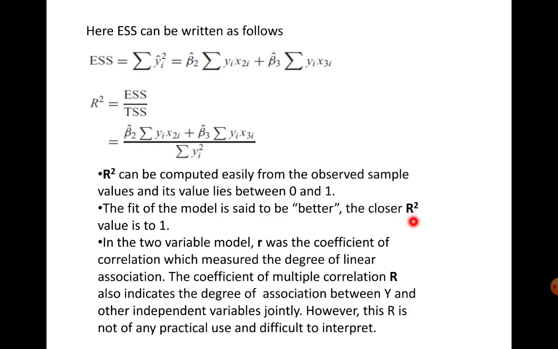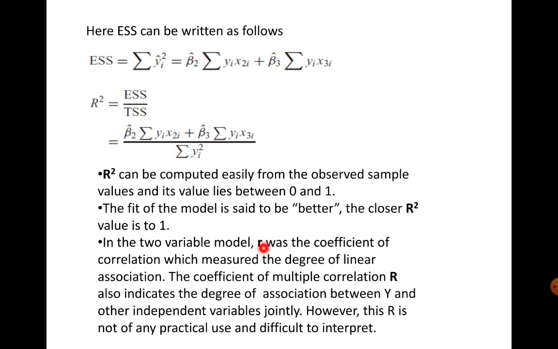Now in the 2 variable case, the small r square, its square root, the small r, is the coefficient of correlation. The coefficient of correlation r is something that you have come across several times in your statistics and quantitative classes. The small r, the coefficient of correlation, actually measures the degree of linear association between the two variables y and x.